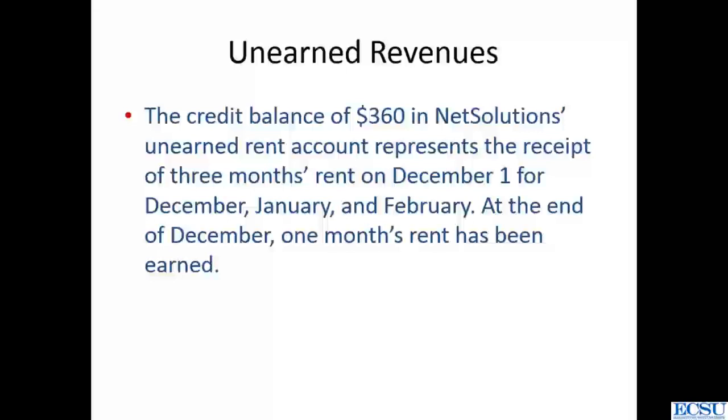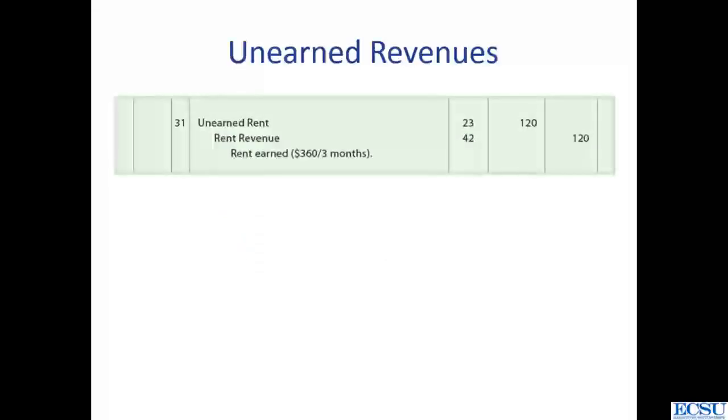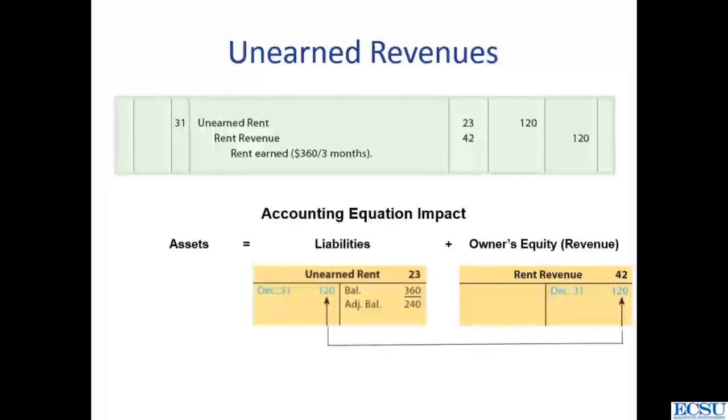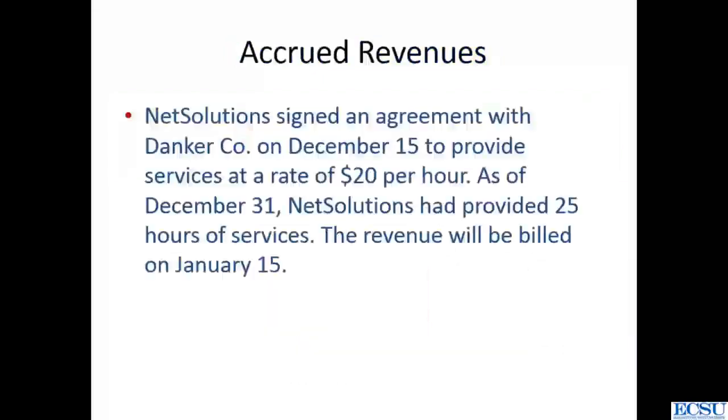At the end of December, 1 month's rent has been earned. So therefore, I'll have to transfer 120 out of the unearned rent account to the rent revenue account. So that's what I'm doing. Unearned rent account is being debited because I want to reduce that amount from 360 to 240 because 120 has been earned, and of course revenue has been earned, therefore it should be credited. So unearned rent is being decreased and revenue is being increased.